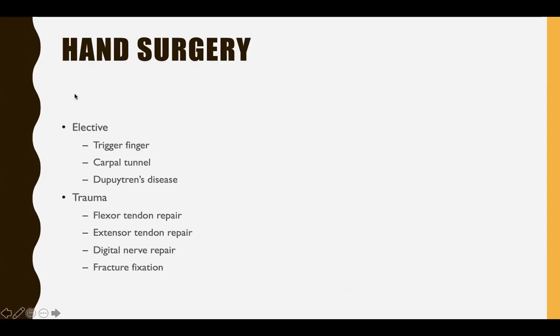Next is hand surgery. You can get elective and trauma hand surgery. The common elective procedures are trigger fingers, carpal tunnel, and Dupuytren's disease. There are obviously more complicated things in an elective fashion that are done to treat the complications of trauma often, which can be releasing a joint after an injury and it's become tight, or you've lost a tendon and you want to do a tendon transfer and reconstruct it.